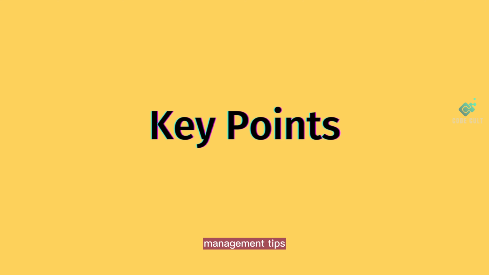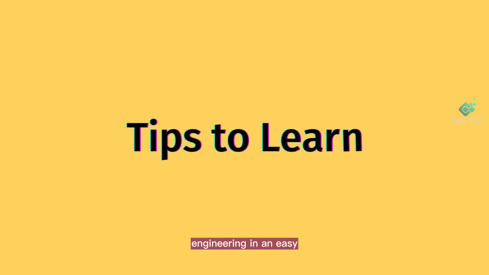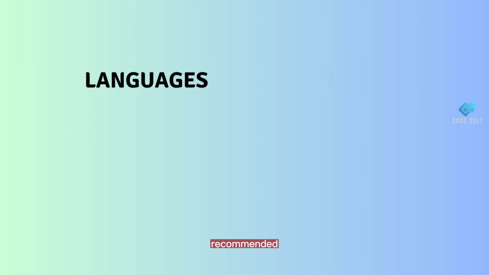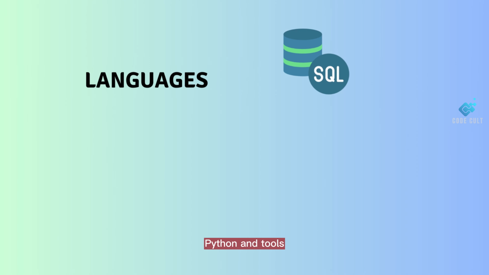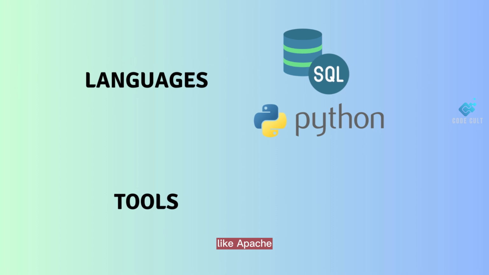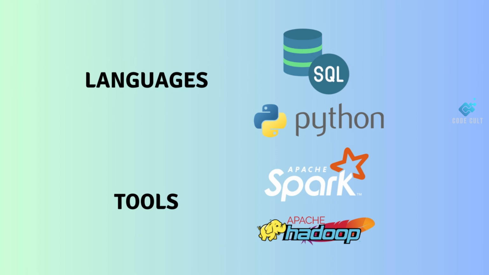Tips for learning data engineering in an easy way include taking online courses, joining online communities, and working on personal projects. To get started, I personally recommend learning basic SQL, Python, and tools like Apache Spark or Hadoop. These technologies will form the foundation of your data engineering skill set. With the right tools, technologies, and learning resources, anyone can become a successful data engineer.